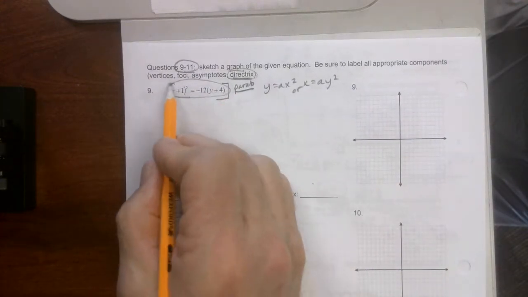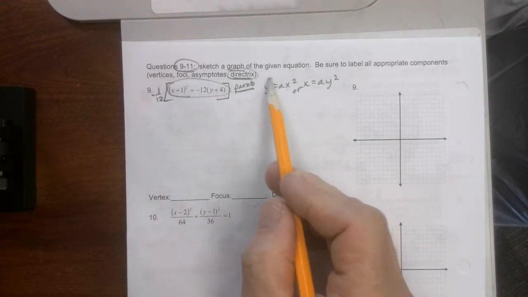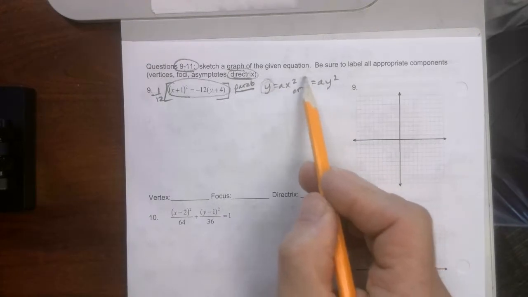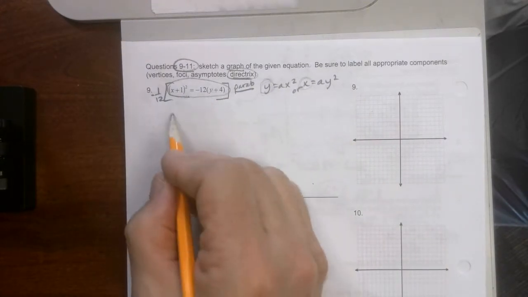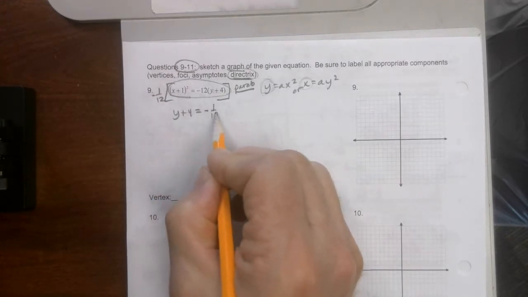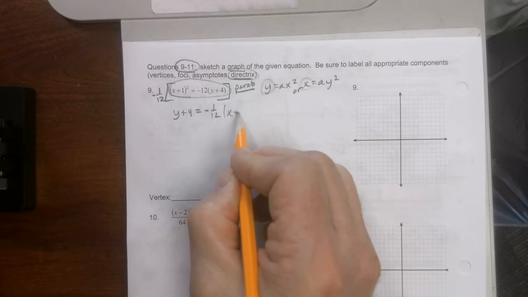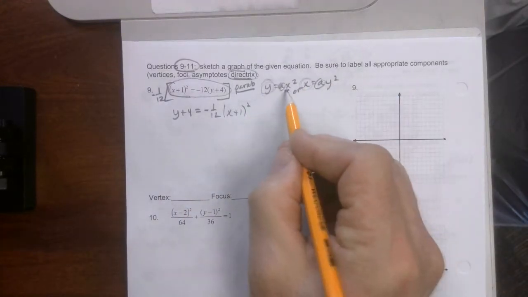We're going to multiply this by negative 1/12 and then flip it. Notice the non-squared variable is isolated. Keep that in mind. So I'm going to flip it around. I'm going to go y plus 4 equals negative 1/12 (x plus 1) squared. Also, notice the a is connected to the squared stuff.